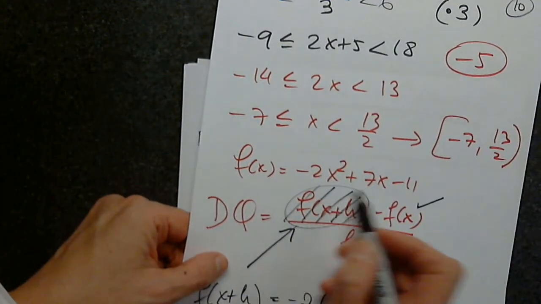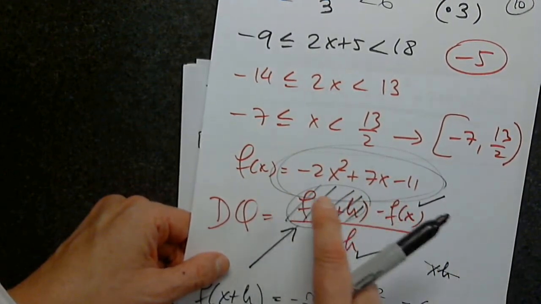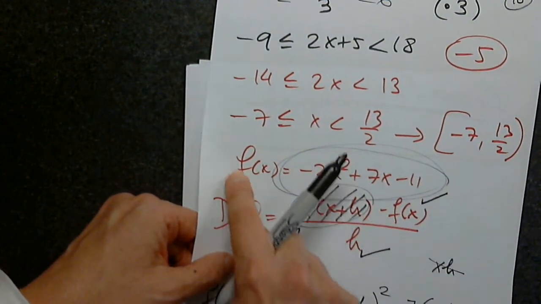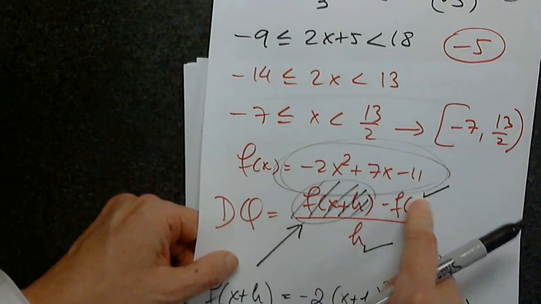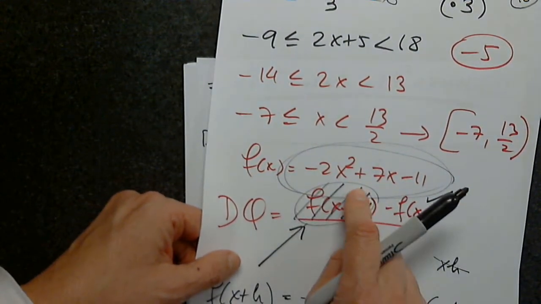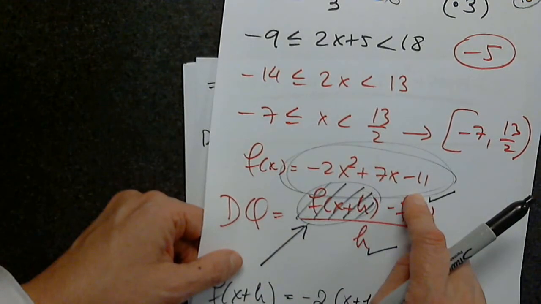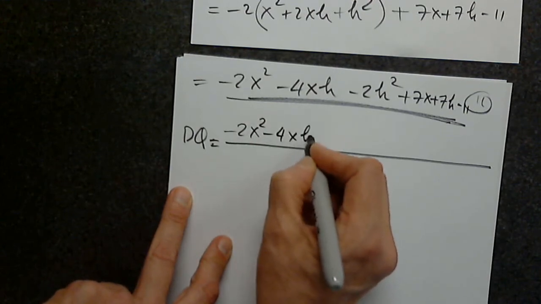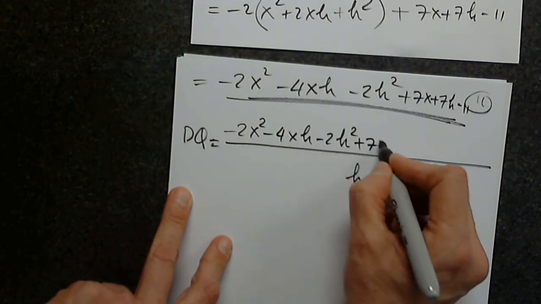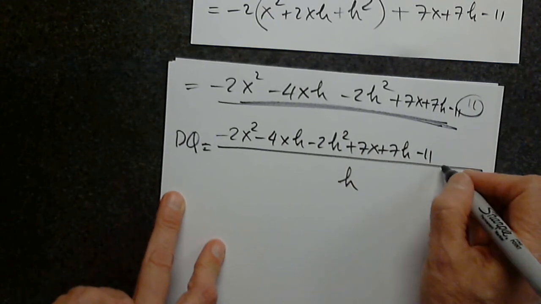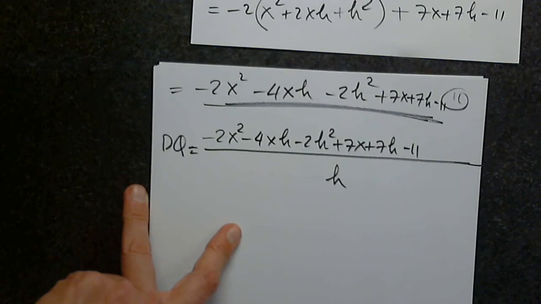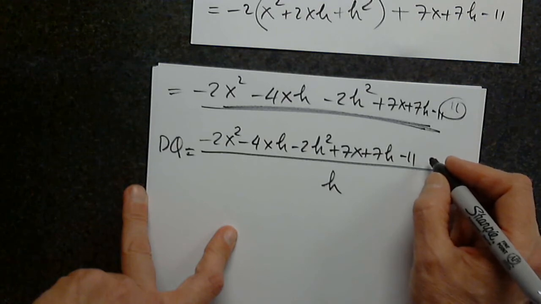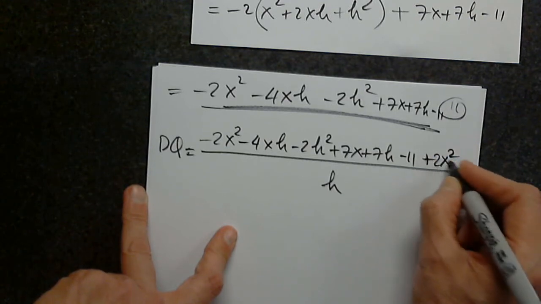Careful. When I subtract all these terms, what happens to the signs in front of each term? When I subtract this quantity: minus, minus, minus. This changes into positive, this changes into negative, and this changes into positive. Awesome. So this is negative 2x squared minus 4xh minus 2h squared plus 7x plus 7h minus 11. And then please dictate. Plus 2x squared minus 7x plus 11.